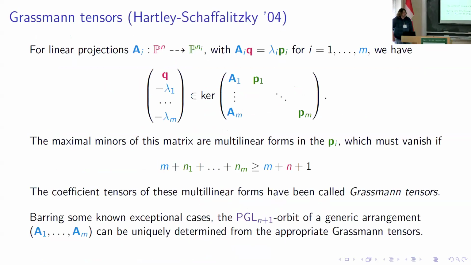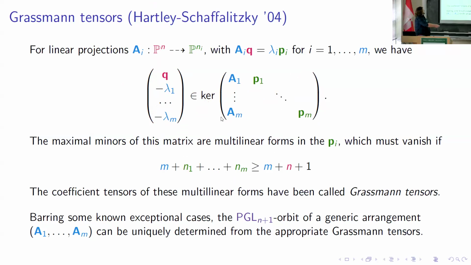Right, okay, so let me say something about Grassmann tensors. Well, this is a pretty general setup. If I have m projections from a world, P^n of dimension n, into images possibly of different sizes, P^{n_i}, then I can basically do a linear algebra trick that eliminates the unknown world point and the depths by saying that this vector has to be in the kernel of this sort of big matrix.